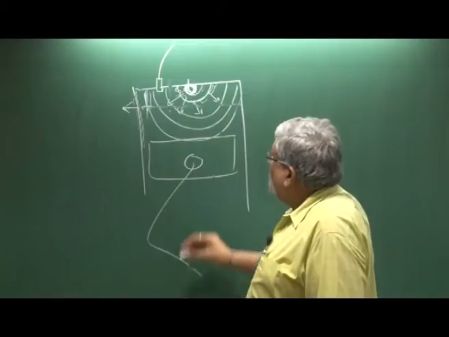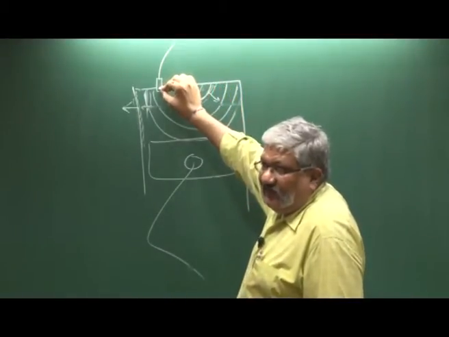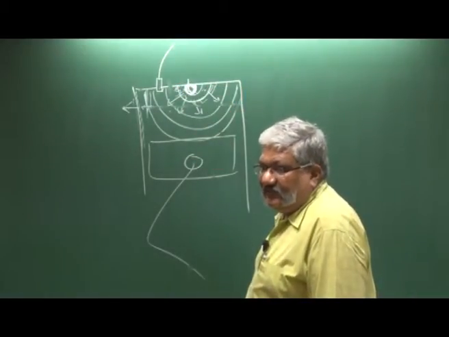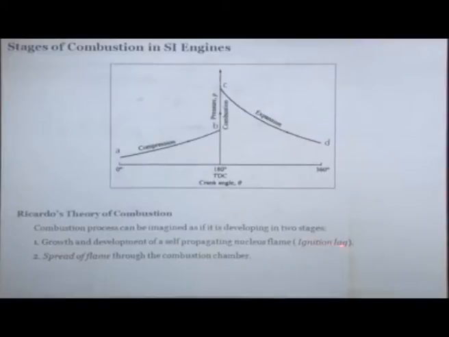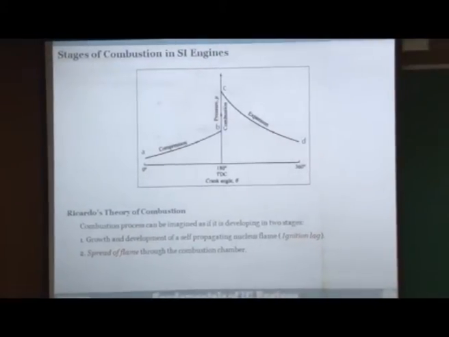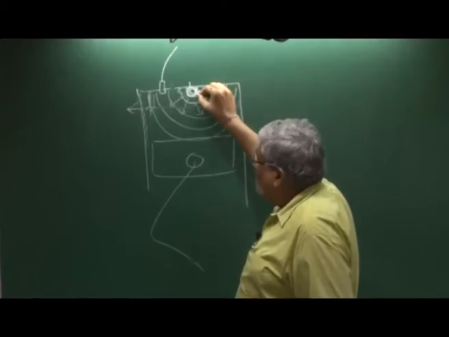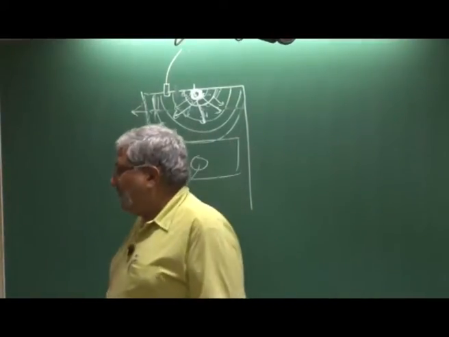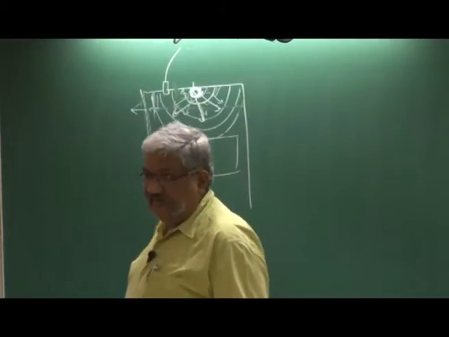Okay? So, the moment you apply the spark and the moment the pressure transducer picks up the pressure change, that period is called ignition delay or ignition lag. So, the first part is the growth and development of the self propagating nucleus of flame, which is called ignition delay. Once this is self propagating and sustained, the flames will start moving in all directions. That is the second phase, the spread of the flame throughout the combustion chamber. That is what Ricardo said long time back.